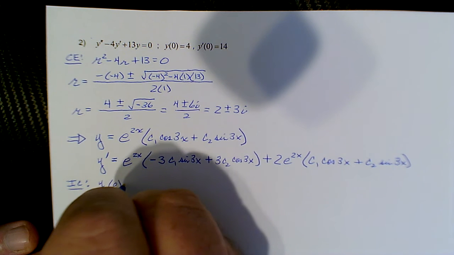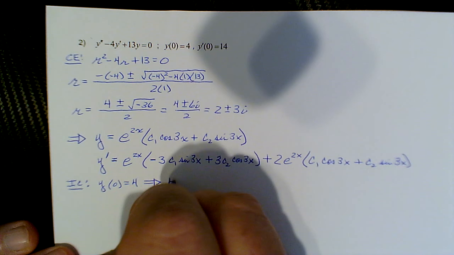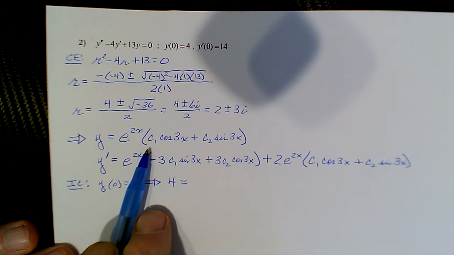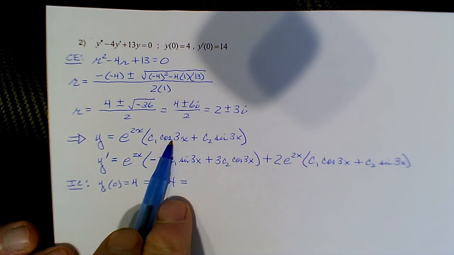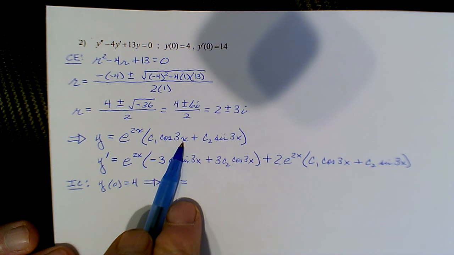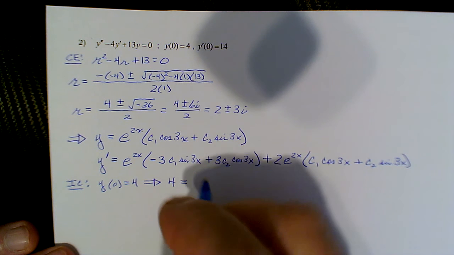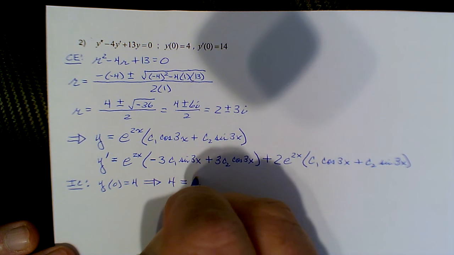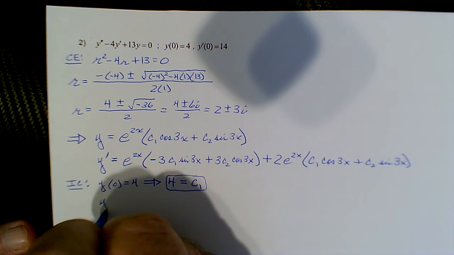First initial condition, y of 0 was 4, gives us that 4 is equal to, okay, remember cosine of 0 is 1, sine of 0 is 0, so immediately when x is 0, e to the 2 times 0 or e to the 0 is 1, cosine of 0 is 1, sine of 0 is 0, so immediately we get c1. So that's kind of nice.